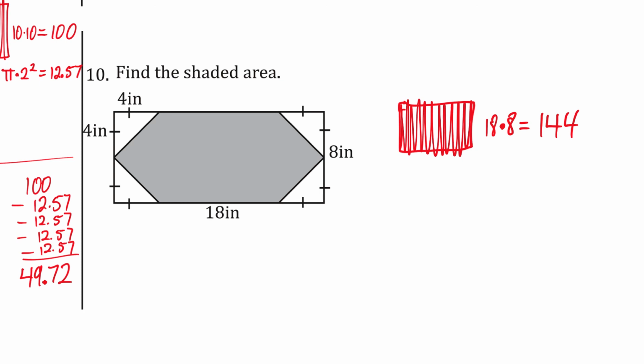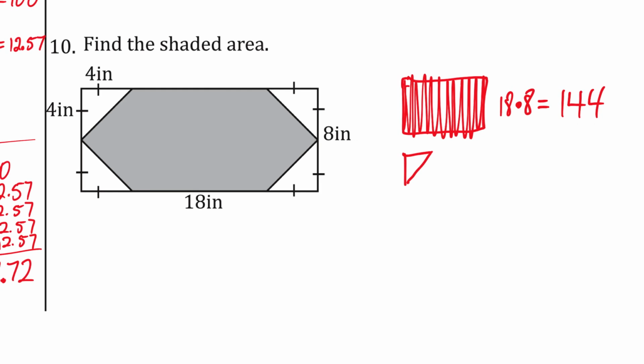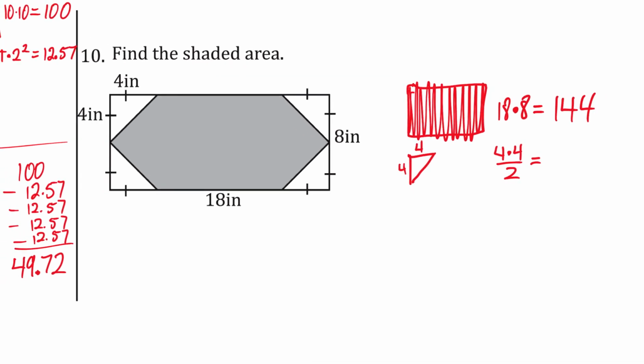But the area of the shaded is not that whole rectangle, because it needs to break off those triangular pieces. That needs to come off of there. So how am I going to find the area of each one of these triangles? Base times height divided by 2. So here, this is 4 and this is 4, so I'm going to go 4 times 4 divided by 2. And so what's that? That's 8.